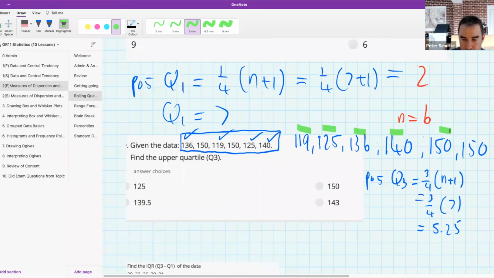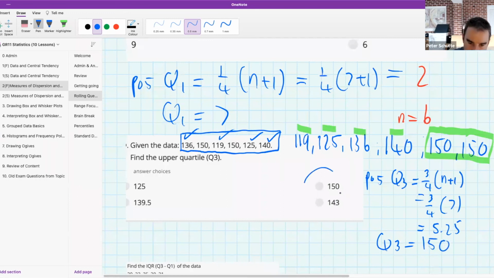It's a bit weird, but 5.25 is between these two numbers, which means that, and this is a very weird scenario, Q3 is going to be the average of 150 and 150, which is just 150. Good job, guys. I was just testing you. Yeah, that was a sneaky one.